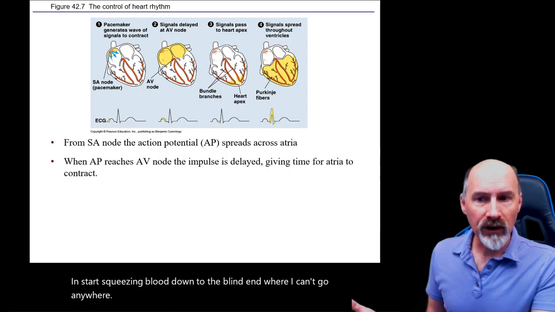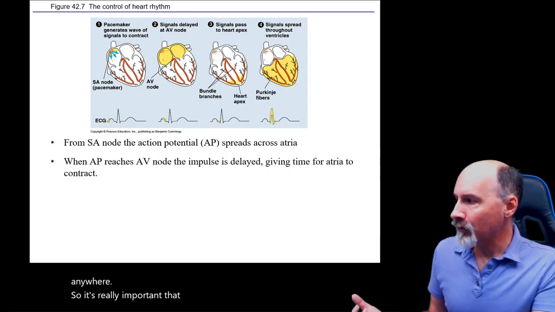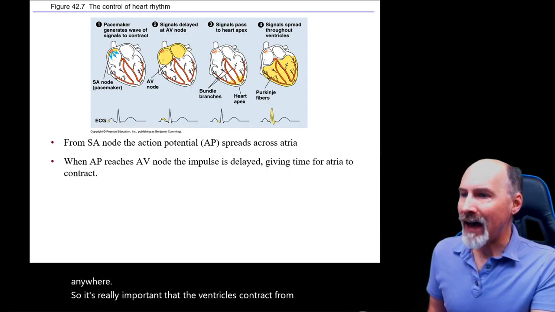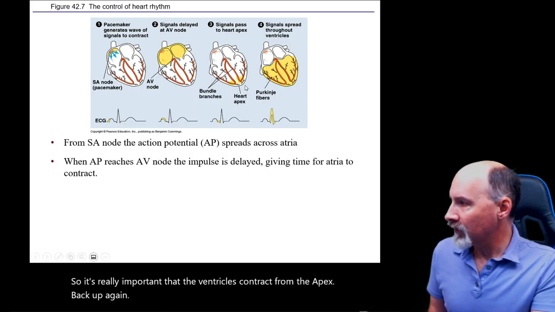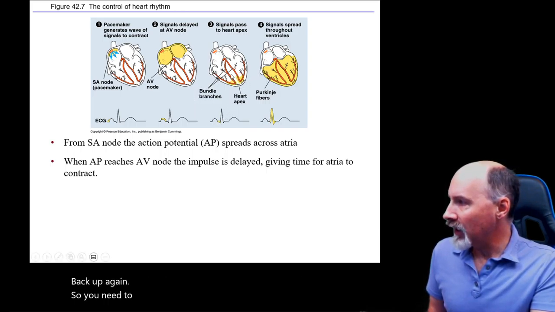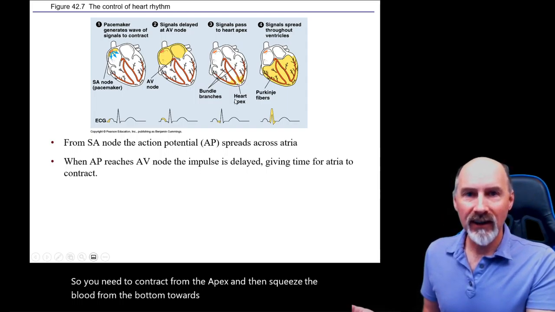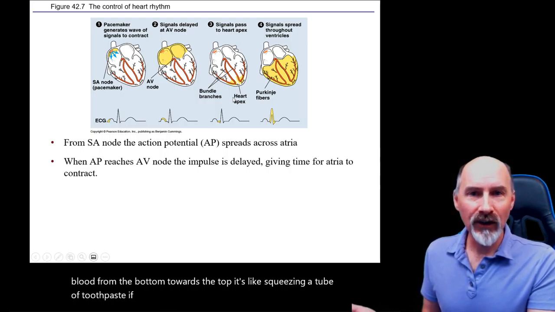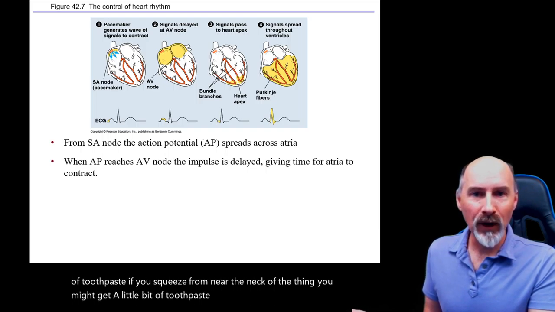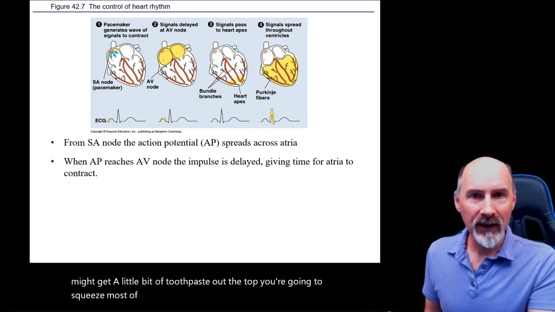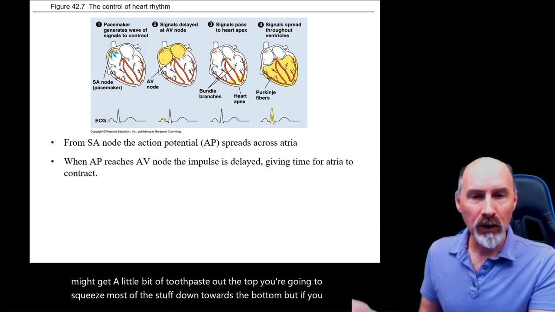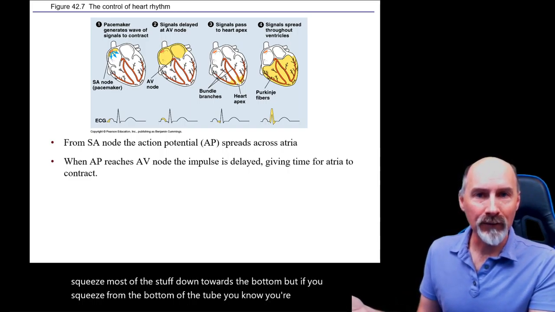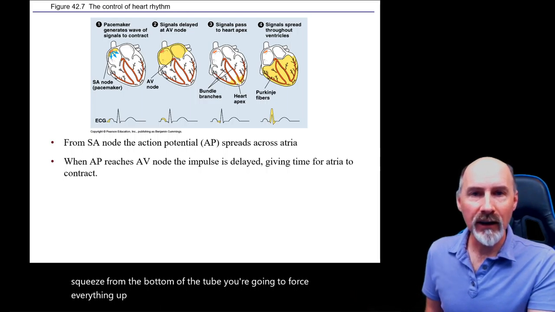So it's really important that the ventricles contract from the apex back up again. So you need to contract from the apex and then squeeze the blood from the bottom towards the top. It's like squeezing a tube of toothpaste. If you squeeze from near the neck of the thing, you might get a little bit of toothpaste out the top, but you're going to squeeze most of the stuff down towards the bottom. But if you squeeze from the bottom of the tube, you're going to force everything up out the opening. And so it's the same problem here.